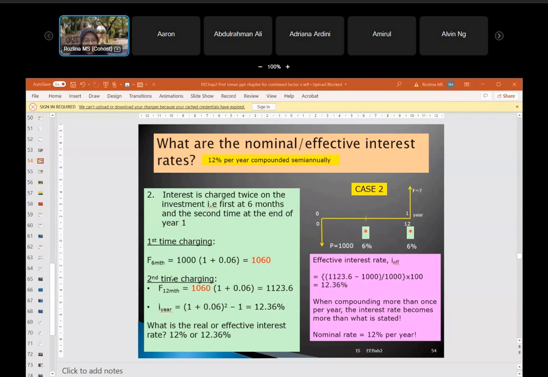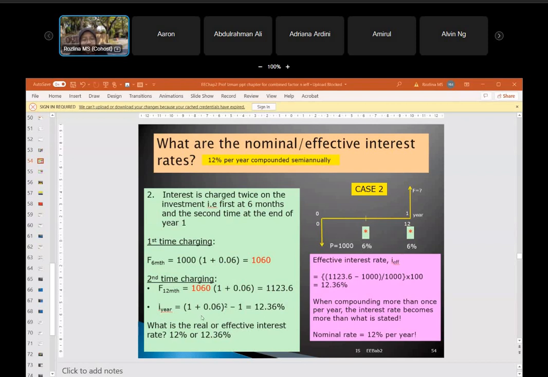But for the second charging, you take the accumulated value here and charge again. 1 plus, this is the interest charged there, 0.06, still looks the same, but you take the last value, 1,060. Normally we take the primary value, but now you take the interest and principal together, so it is charged 2 times on 1,060.